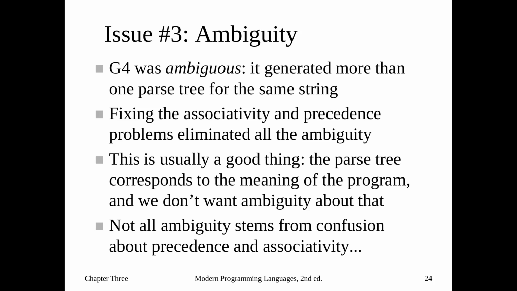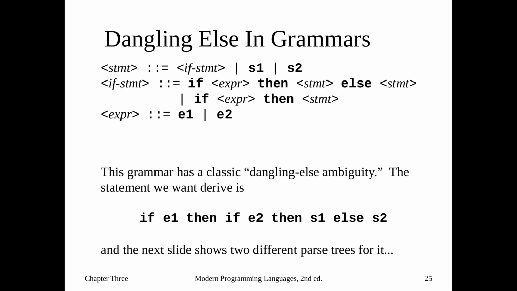But as stated here, not all ambiguity comes from precedence and associativity. So this is the problem of the dangling else. So let's say we have a grammar for an if statement, right? And it's a very simple grammar. A statement can either be the if statement or S1 and S2. The if statement breaks down as if, then an expression, then a statement, else statement, or it can just be if, expression, then statement. And then an expression is just E1 or E2.